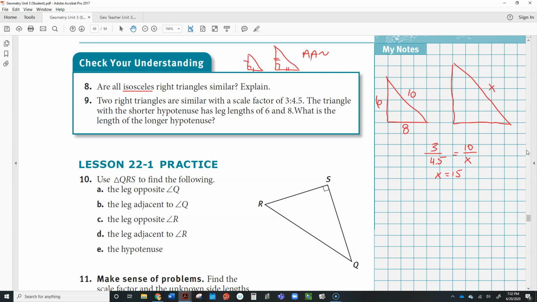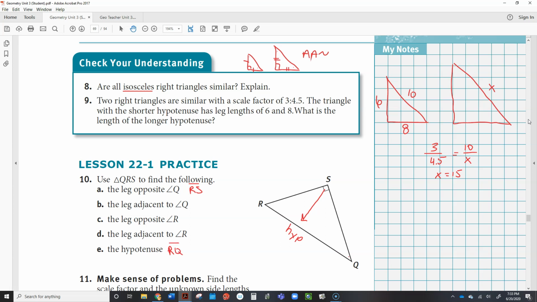Okay, so what is the length of the longer hypotenuse? We figured that out. Use this triangle. What is the leg opposite angle Q? Here's angle Q. I'm going opposite, so it's side RS. The leg adjacent to Q. Now this is going to help me out: I'm labeling the hypotenuse, because that's the hypotenuse no matter what. RQ is the hypotenuse.